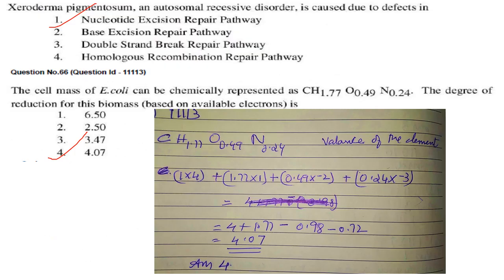Then next one. Xeroderma pigmentosum is an autosomal recessive disorder. It is caused due to defects in the nucleotide excision repair pathway. Answer is option 1.